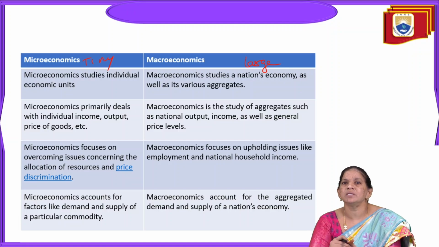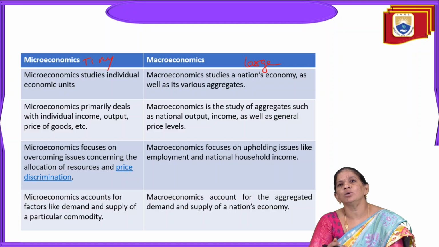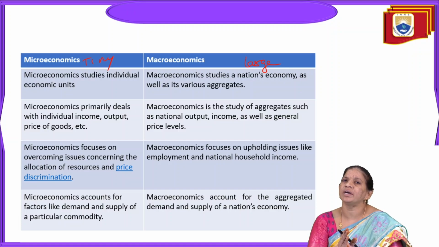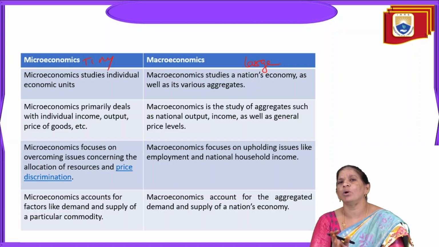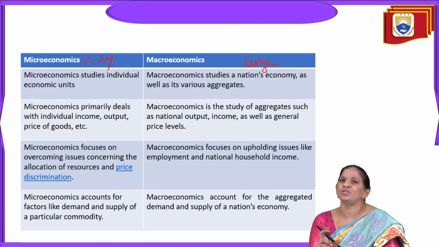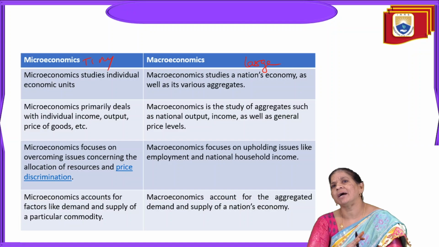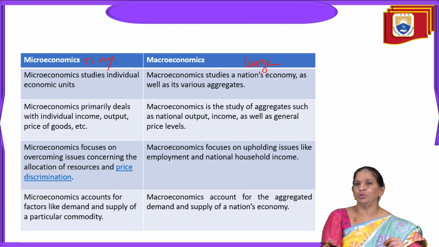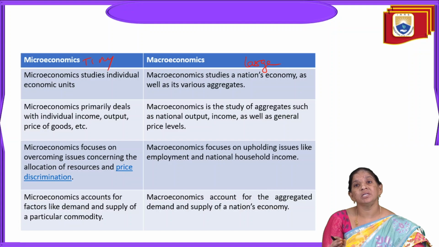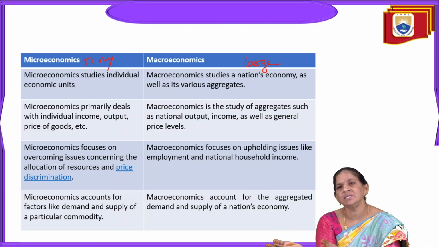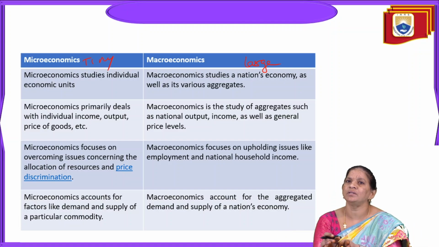Next, under these differentiations, microeconomics primarily deals with the individual perspective only. That is a firm's or an individual person's income, output, or prices of goods, or any other problems related to an individual perspective. But under macro, the main differentiation is that it tells about the aggregate of total output, total income, as well as the general price levels. In micro, it is only a single or individual perspective, but in macro, we identify the total addition or aggregation of each element.